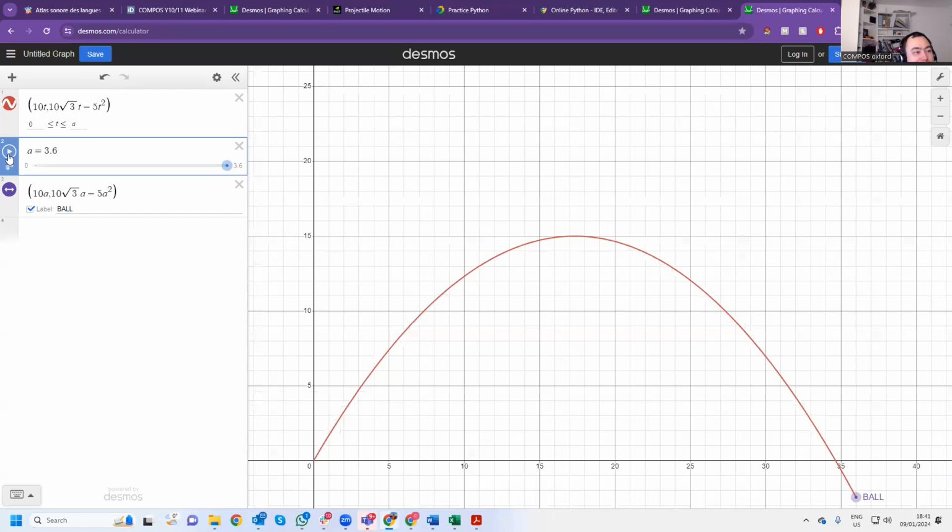It's a very simple model. So I'm going to share this with you as well, so you can play around with it.